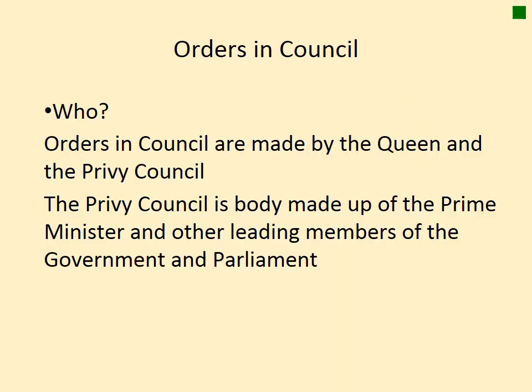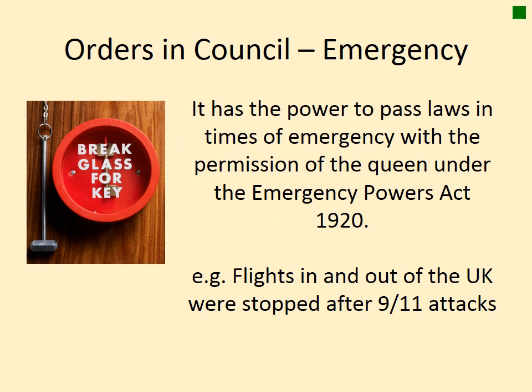So the Privy Council is also joined by the Queen. So the Queen and the Privy Council act together to make orders in council. The Privy Council is a body made up of the Prime Minister and other leading members of the government and Parliament. So the leader of the opposition, the leader of the Liberal Democrats, the Speaker of the House are all also included. So an extremely powerful group of people. Their main aim is to make orders in council in emergency. This is where a normal Act of Parliament wouldn't be suitable because it would be too slow.